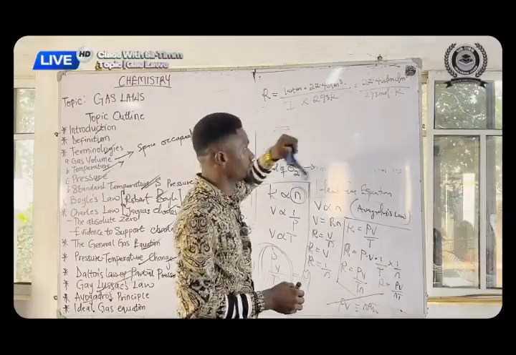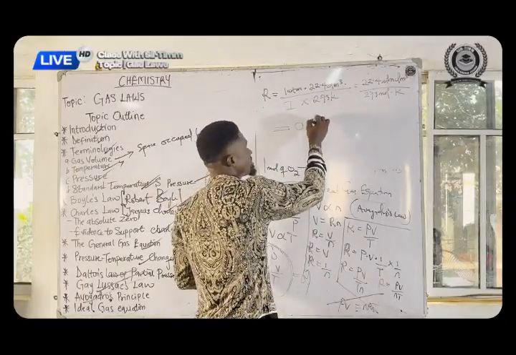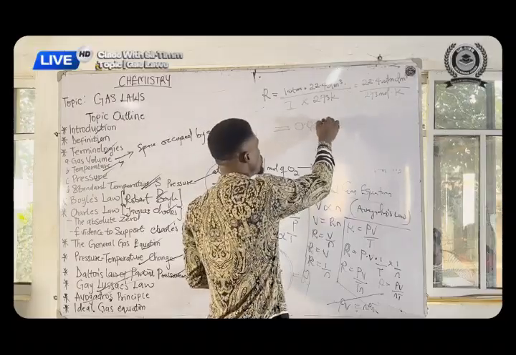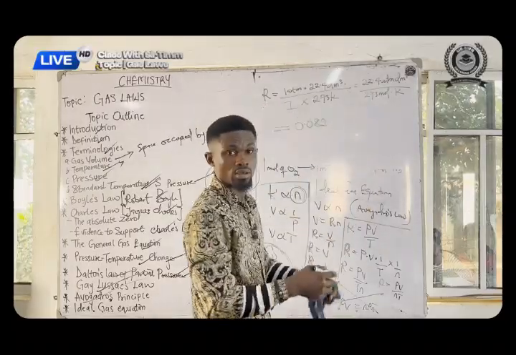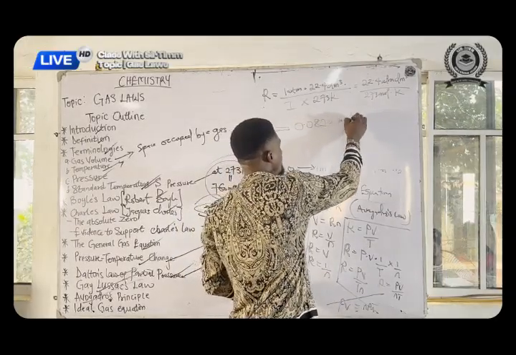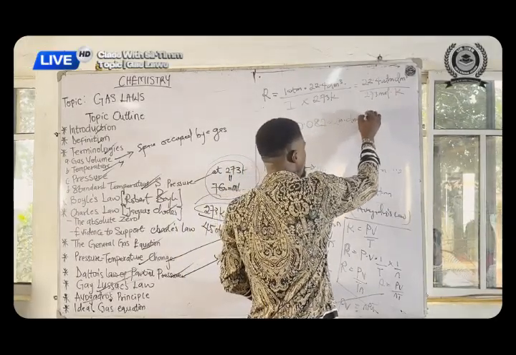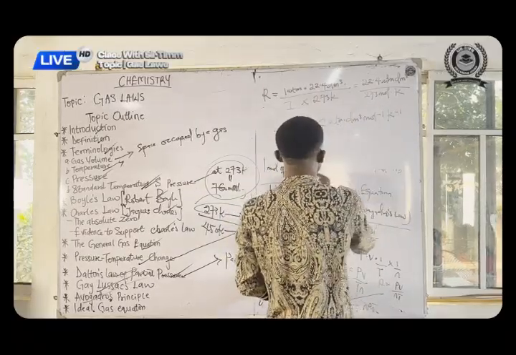So what do I have there? 0.082. Good, which we got correct. So which means R has a unit, right? Which is atm dm cube per mole per Kelvin.